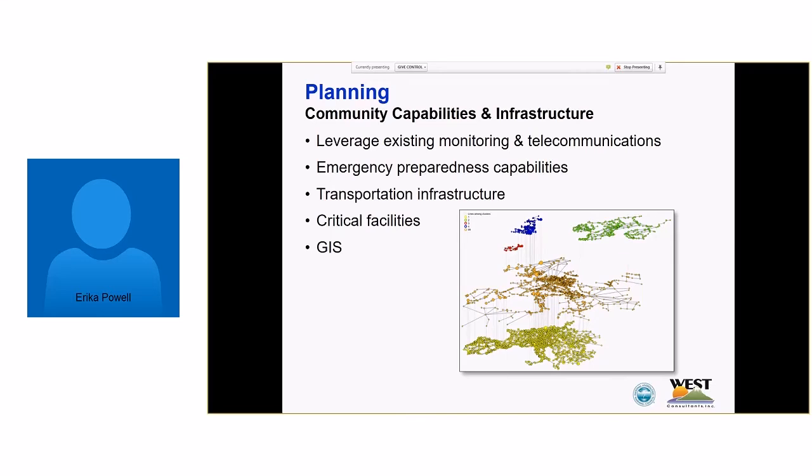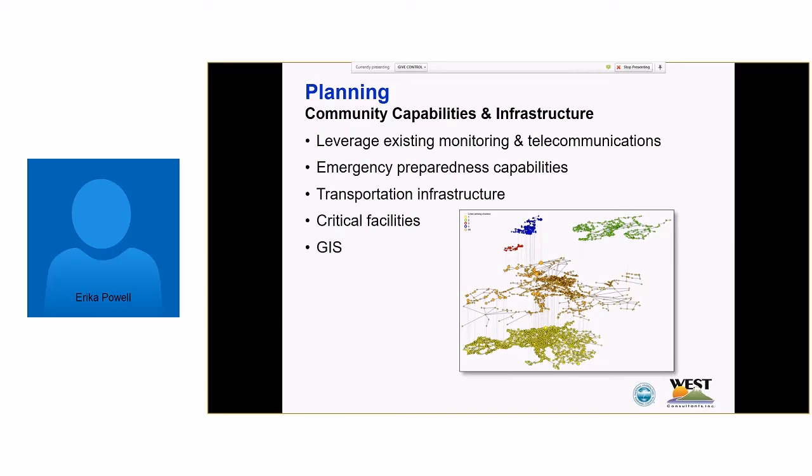On the planning side, again, understanding the community capabilities and infrastructure is really critical. I highly recommend leveraging all of the existing monitoring and telecommunications systems that you can possibly find. I frequently get shocked at how many capabilities are out there that all exist independently and just need some kind of framework or mechanism to bring them together under one roof or one common framework so that the information can be shared.